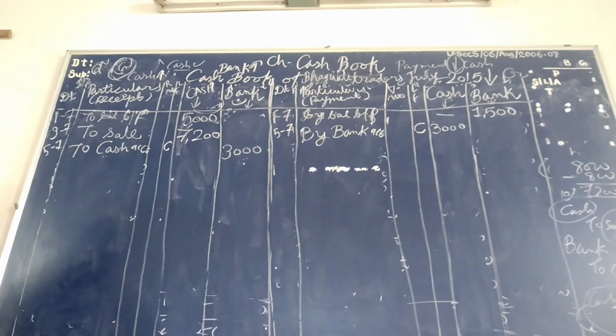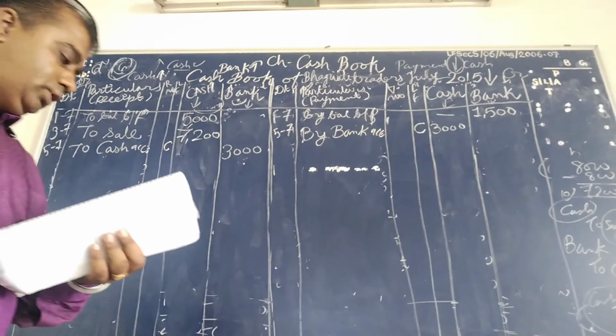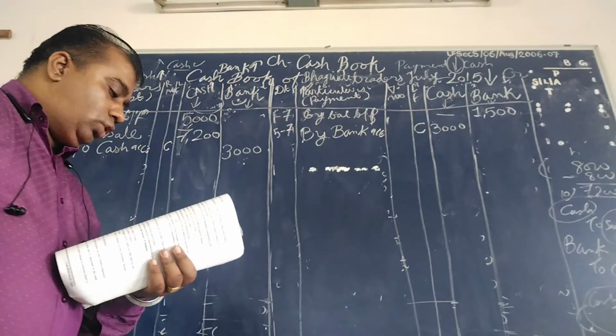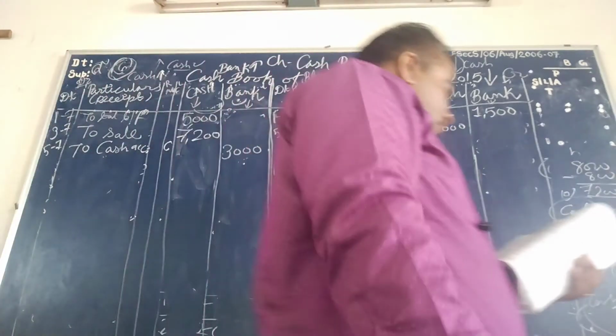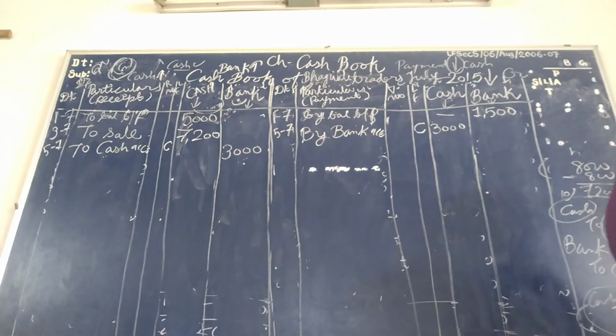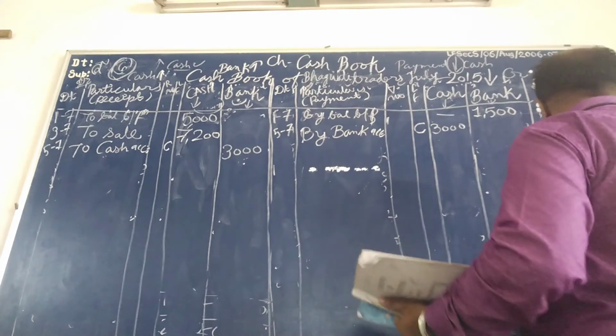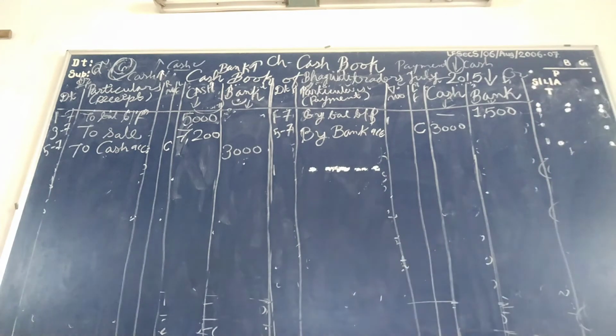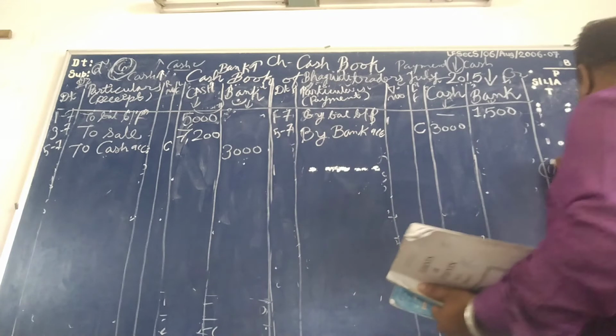Now, next one, 6th of July, goods of 2,000 sold to Jinal. Jinal paid the amount immediately by check. Okay, so we sold goods to Jinal and Jinal paid it immediately by check. So it is a cash transaction which is deposited in the bank. So the journal entry will be passed. We receive the amount in the form of check, so the journal entry will be passed as bank to sales.